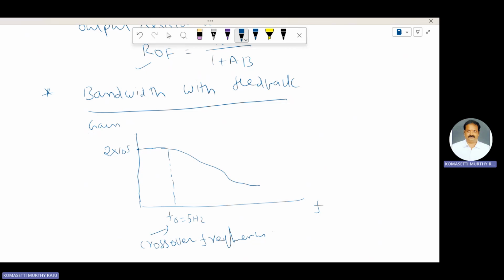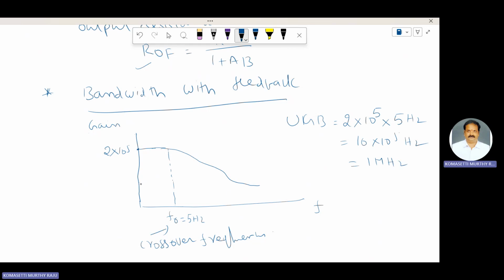For higher bandwidth, you need to consider the unity gain bandwidth product. Unity gain bandwidth is equal to the open loop gain of the op-amp, a very high value, 2 into 10 power 5, into 5 Hz. That is 10 into 10 power 5 Hz, which is equal to 1 megahertz.